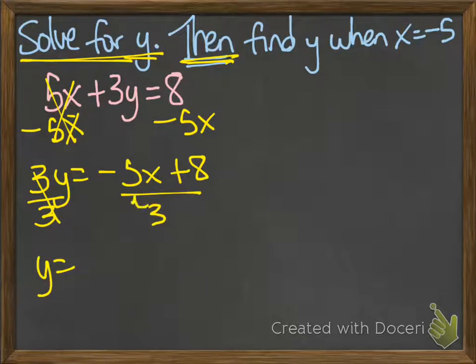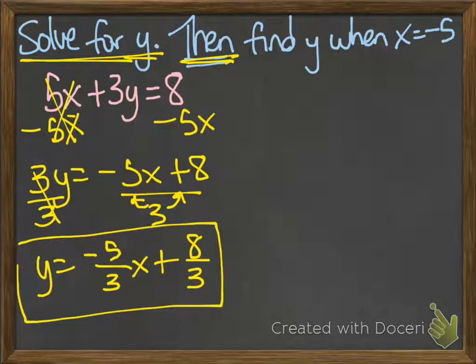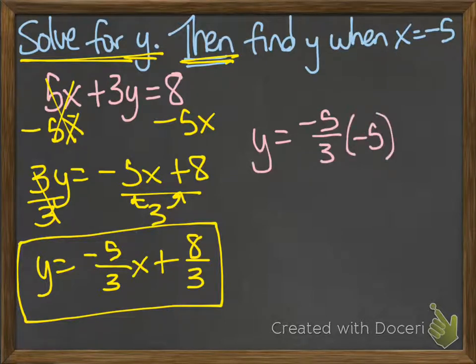Remember, on this side we need to divide both terms, so we're going to take the -5 divided by 3, and that's my coefficient of x, and then 8 divided by 3. You don't have to put these in decimals. In fact, it's often easier and lends itself to fewer mistakes if you just leave them as fractions. Now it says to find y when x equals negative 5. And so now we're just going to use this equation, y equals negative 5/3 x, except we're going to plug negative 5 in for the x, plus 8/3.